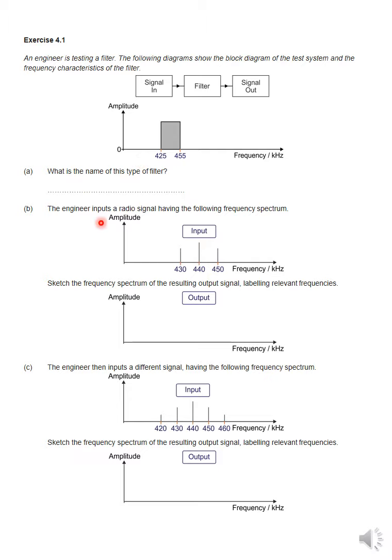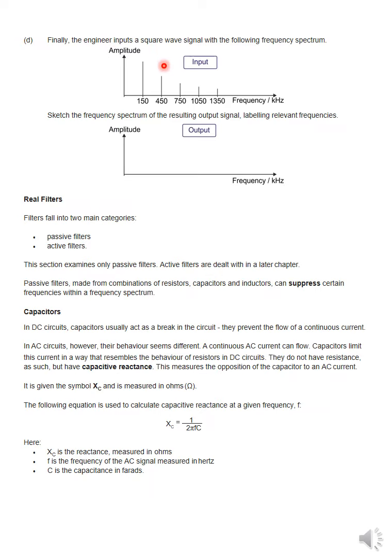The engineer inputs a signal having the following frequency spectrum, and you have to find the output. So your input is this, and you have to upload the output. I left it on you to upload this output, and I will upload the solution of this one. Then we have an input like this, and you have to upload the output again, and this one is the third input, and then you have to upload the output.